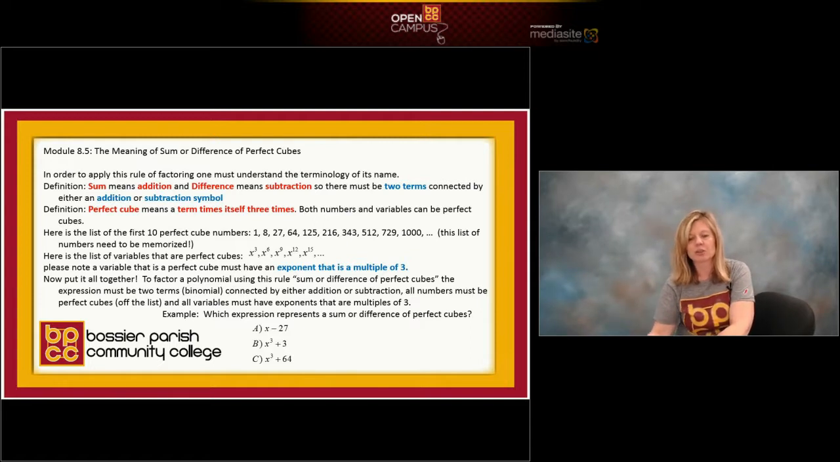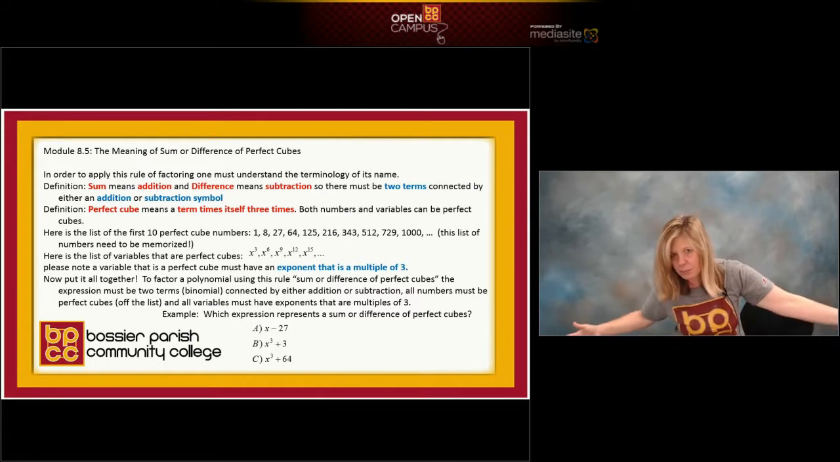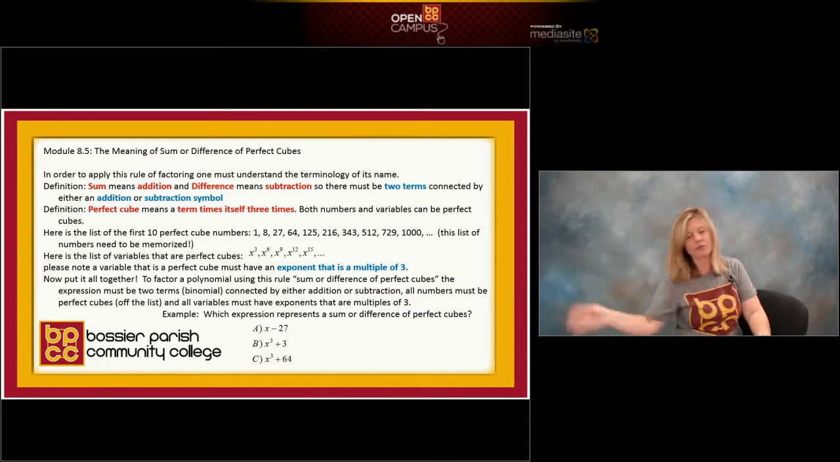Look at the next expression. X cubed plus 3. Well, it has a plus, which is okay. We can have a sum. X cubed, now your exponent is a 3. It's a multiple of 3. But look at your constant, 3. Is 3 a perfect cube? Can you multiply the same number 3 times to make a 3? No, you cannot. If you look at your perfect cube list, 1, 8, 27, 64, 125, you never say the number 3. So cross that expression off.